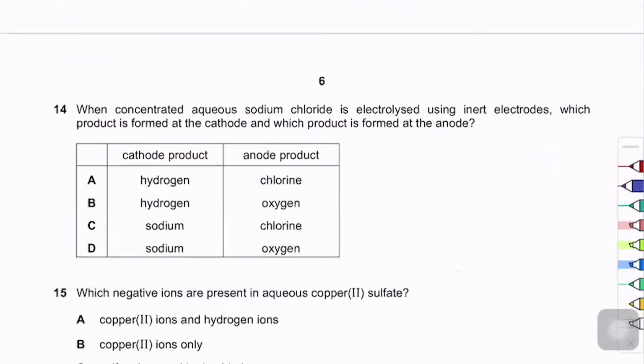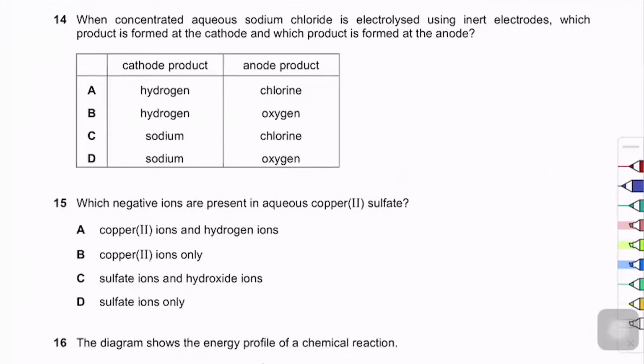We already answered them. When concentrated aqueous sodium chloride is electrolyzed, so it's similar to that one. Which product is formed at cathode and which product is formed at anode? So using the new information that I've given you, if there is a halogen, you will get the halogen. If there is dilute or any other solution, you don't have halogen, you'll get oxygen. So anode is going to be halogen anyway. And on the positive side, I have sodium ions and H ions. So obviously the less reactive one discharges, so I'm going to go with A.